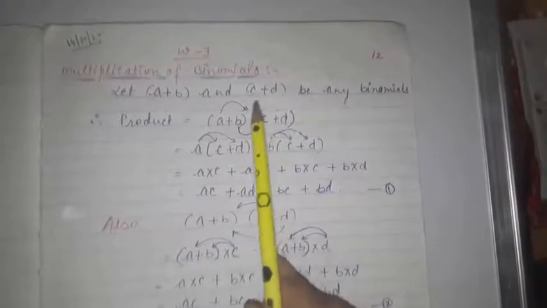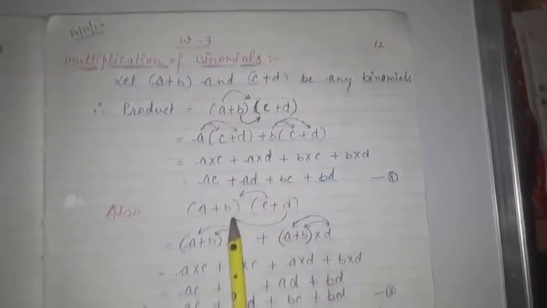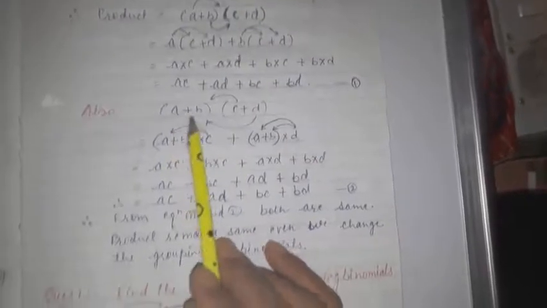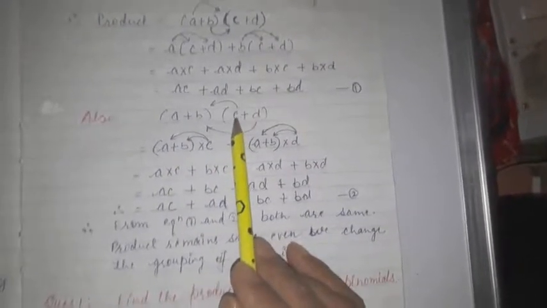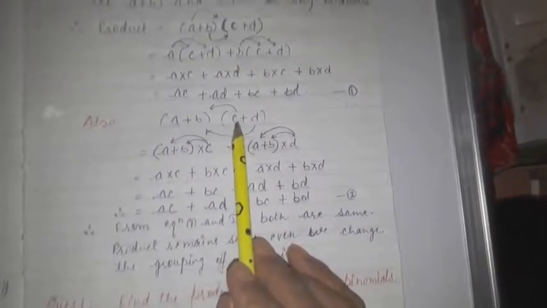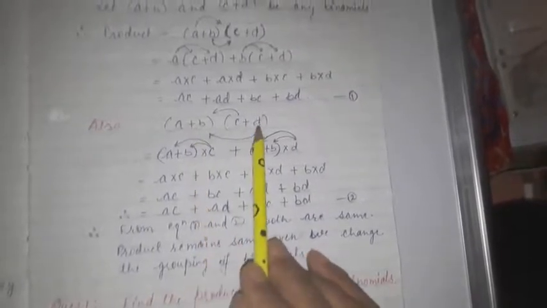Similarly, we can also multiply the second binomial with the first. In this case, we multiply the second binomial with the first. So the second binomial is c plus d. We multiply c by (a plus b) and then d by (a plus b). So in this case, (a plus b) into c and (a plus b) into d.